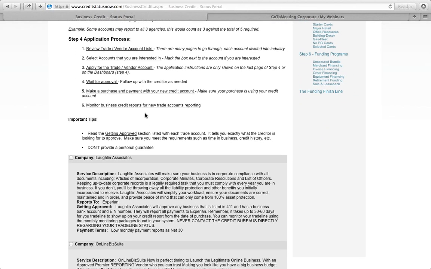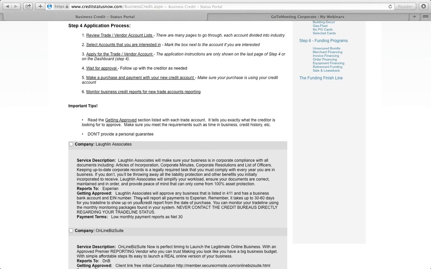Okay, so we're going to first review this list, and then we're going to select those accounts that we're interested in by marking the box. And then we're going to apply for these vendor trade accounts. The way you get the information to apply is you have to finish up step 4 to get that information. Then we wait for the approval. We follow up with the creditor as needed. You talk with the advisor team. They'll guide you through that.